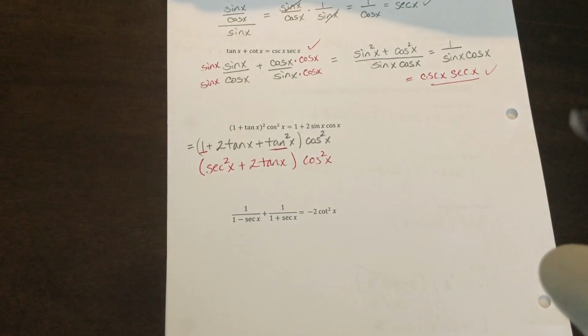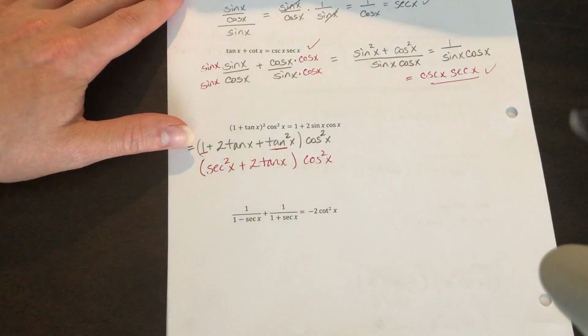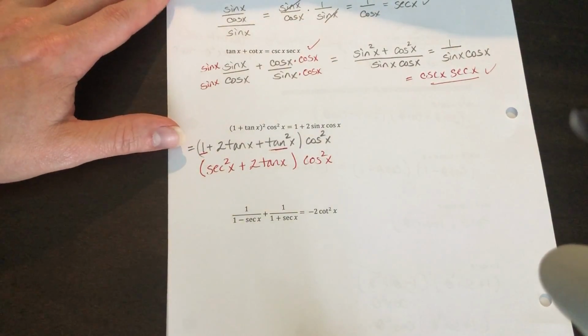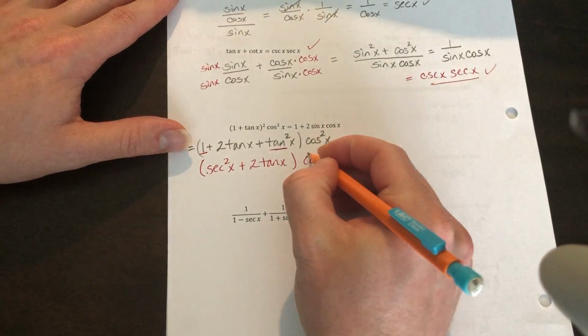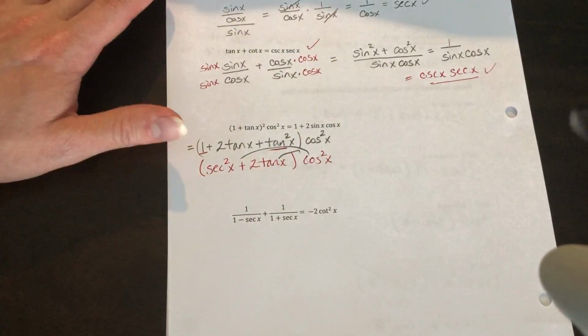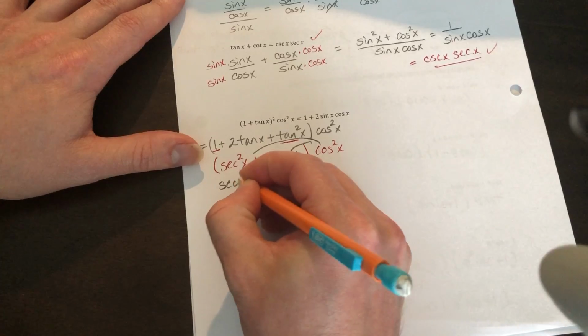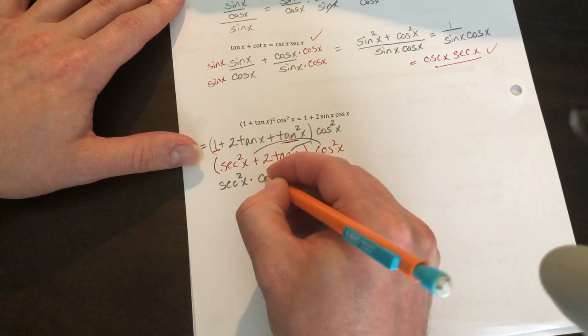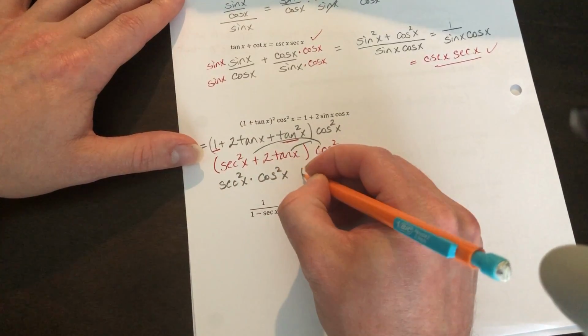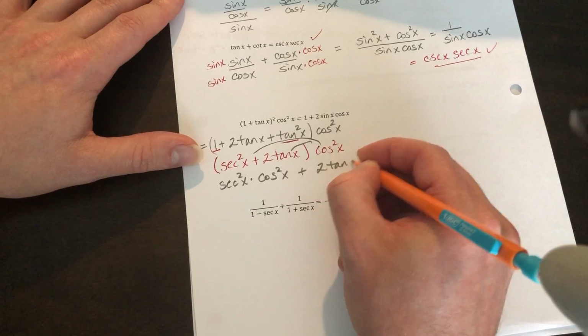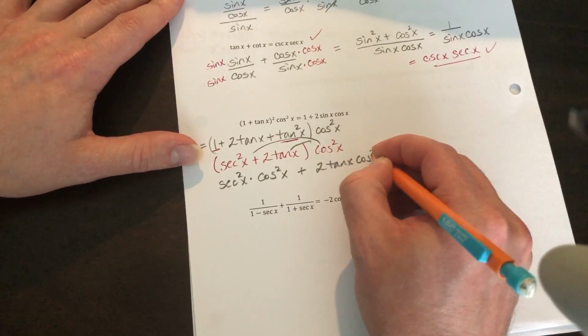Now, I can't use my Pythagoreans anywhere else, so I'm just going to go ahead and break everything down to sines and cosines and distribute. Okay, so let's go ahead and distribute first. Do that first. So we get secant squared x times cosine squared x plus 2 tangent of x cosine squared x.